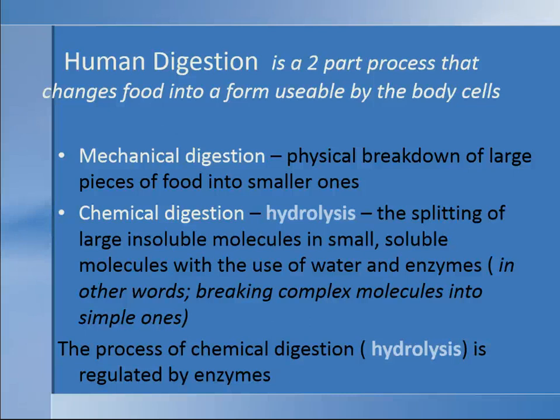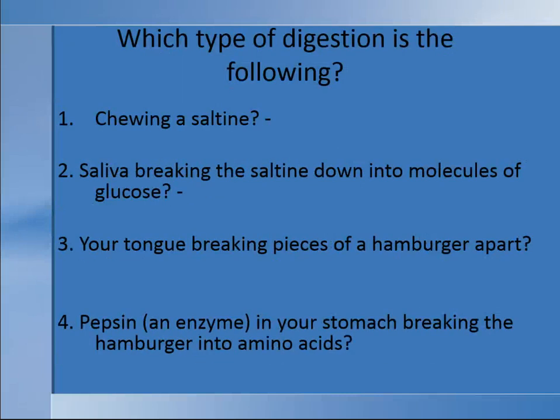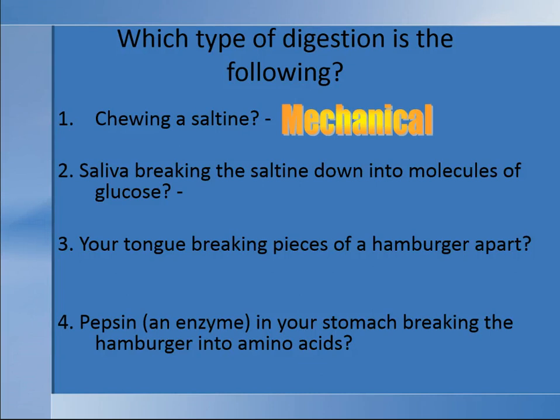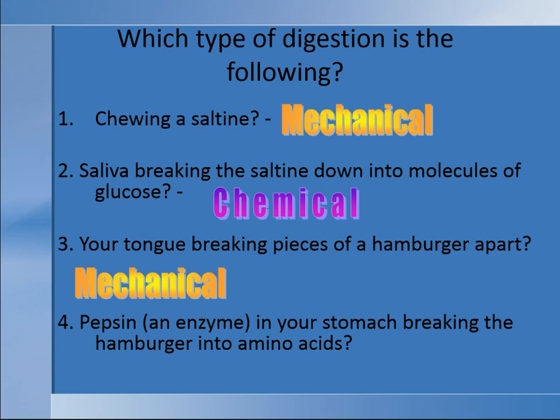Okay, so here's your little quiz coming up. Which type of digestion is the following? 1, chewing a saltine. That is mechanical. 2, saliva breaking down the saltine. That is chemical. 3, your tongue breaking pieces of a hamburger apart. That is mechanical. And 4, pepsin, an enzyme in your stomach, breaking down the protein of the hamburger.